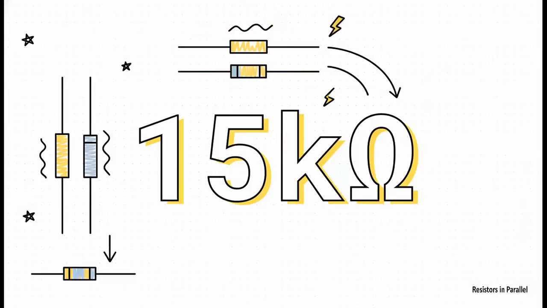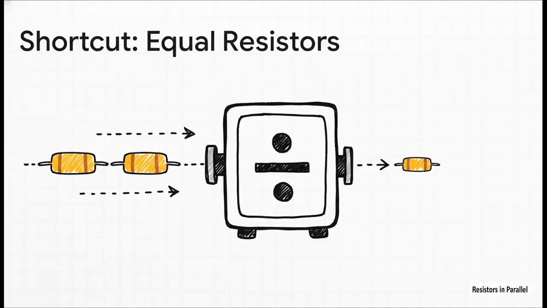So, for example, if you pop a 22K and a 47K resistor in parallel, you run the numbers, and you get a total of 15 kiloohms. And hey, notice something? 15K is less than our smallest resistor, which was 22K. See? The rule holds.